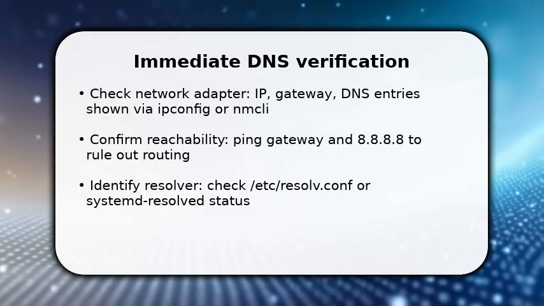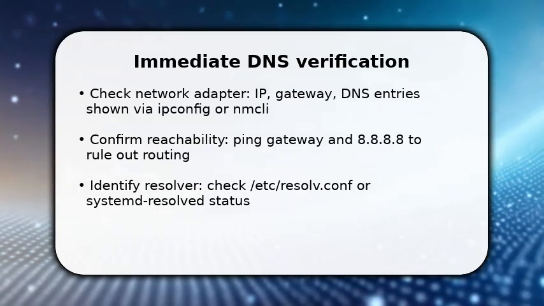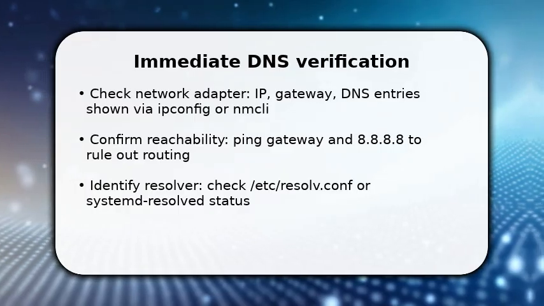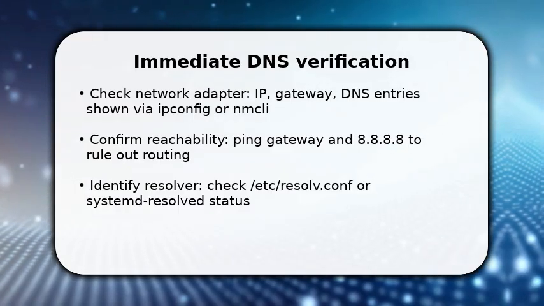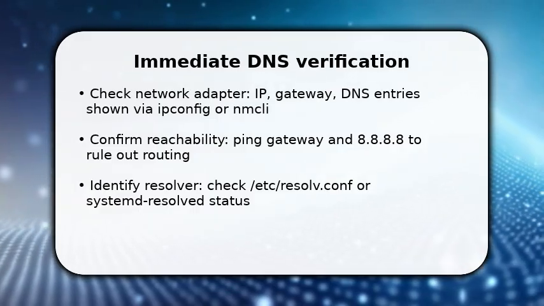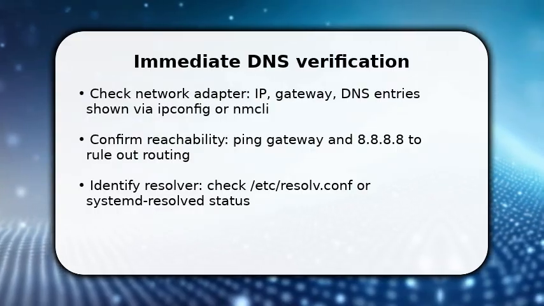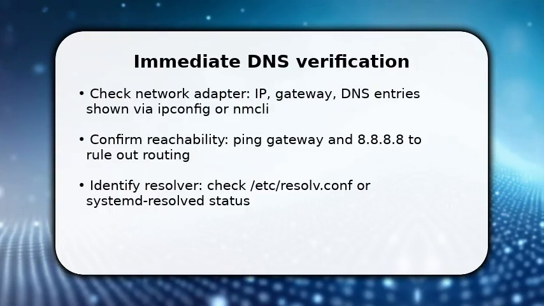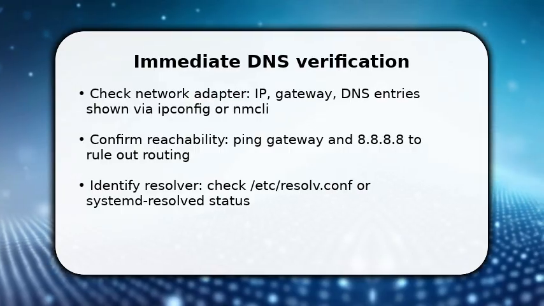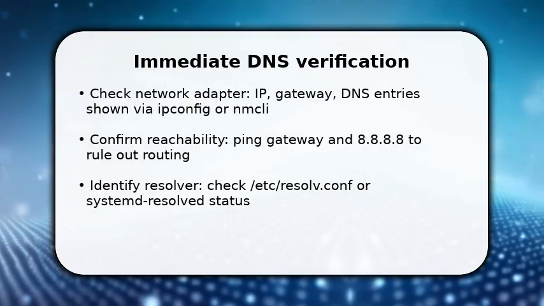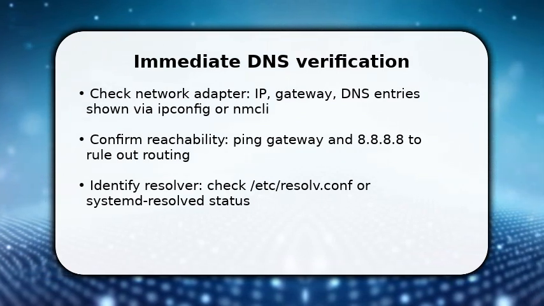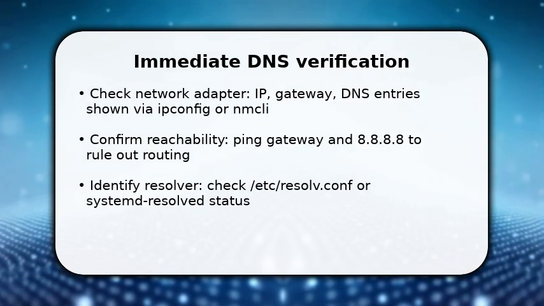You begin by verifying whether your device can reach the network and which resolver it's using. First, run the network status command for your platform to see IP, gateway, and DNS entries. This tells you whether DNS is absent or just failing. Once done, ping the gateway and a public IP like 8.8.8.8 to confirm routing works. If routing is fine, inspect the resolver configuration file or resolver service to find the active DNS server and any overrides. This directs the next action.